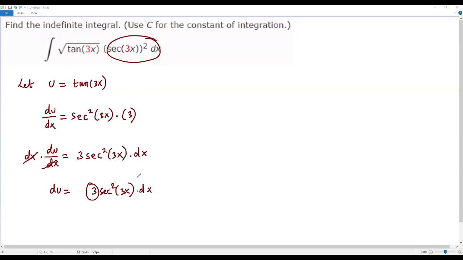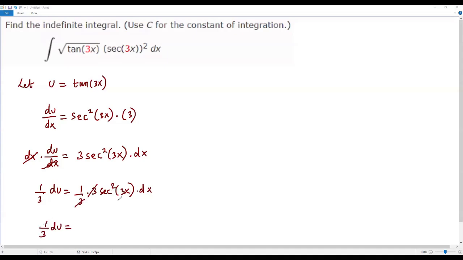That is comparing this and this. So to solve for secant of 3x the whole square times dx, I have to get rid of this 3. For that, I have to multiply both sides by 1 over 3. Let me do it. When I multiply both sides by 1 over 3, this 3 will cancel out. I am getting 1 over 3 times du on the left side.